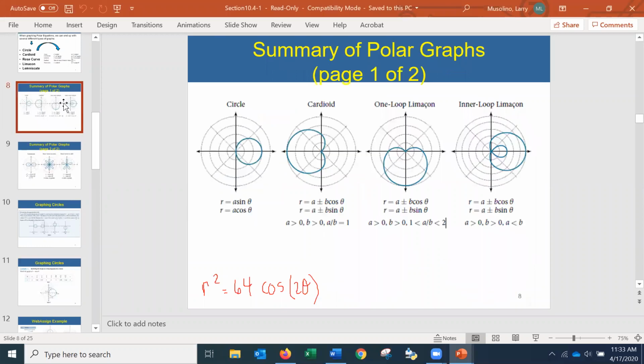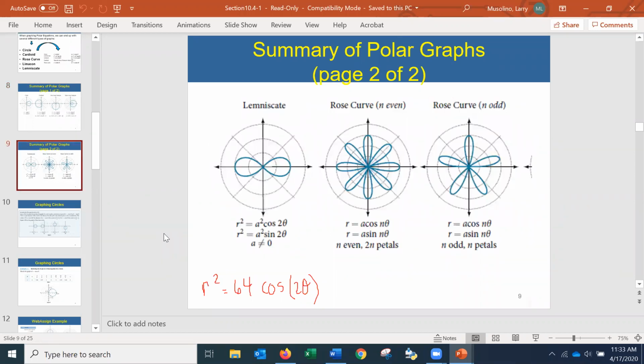Okay. And I'm trying to match up our equation to one of these templates. Well, you can see it doesn't match any of these, because all of the equations on this slide have an r equals. But our equation is r squared. So no good here. Let me go to slide 9.